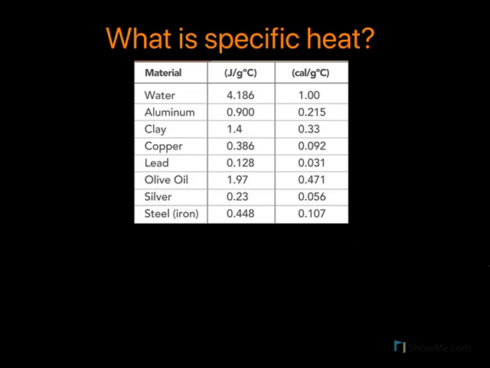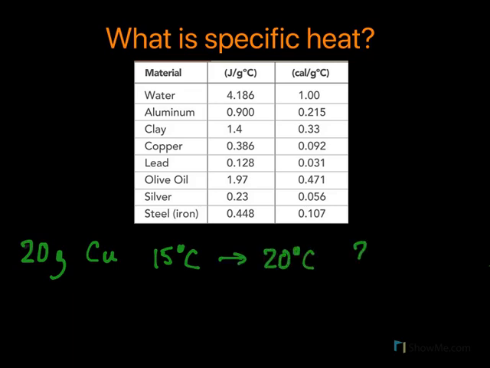Okay, so how is this useful in a thermochemistry problem? Let's say we have 20 grams of copper, and we want to go from 15 degrees Celsius and heat it to 20 degrees Celsius. How much heat are we going to need? Well, in thermochemistry we have an equation. Q is equal to mass times the specific heat, this is the symbol for specific heat, times temperature change.